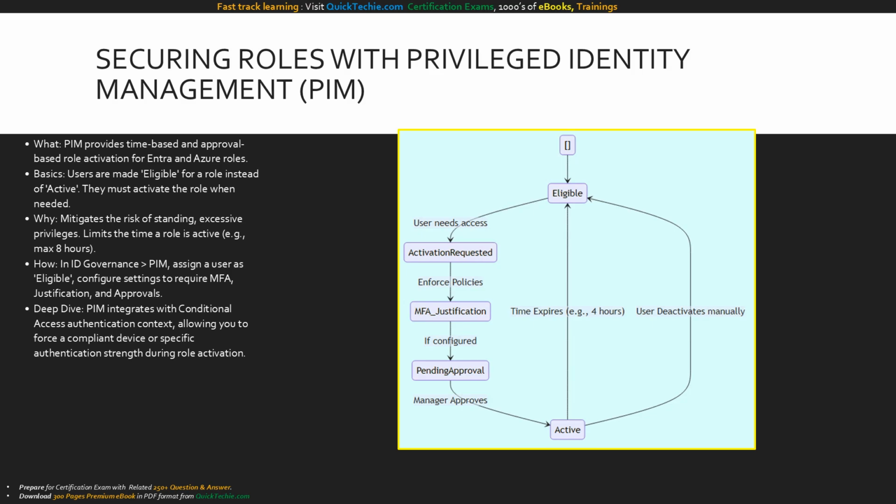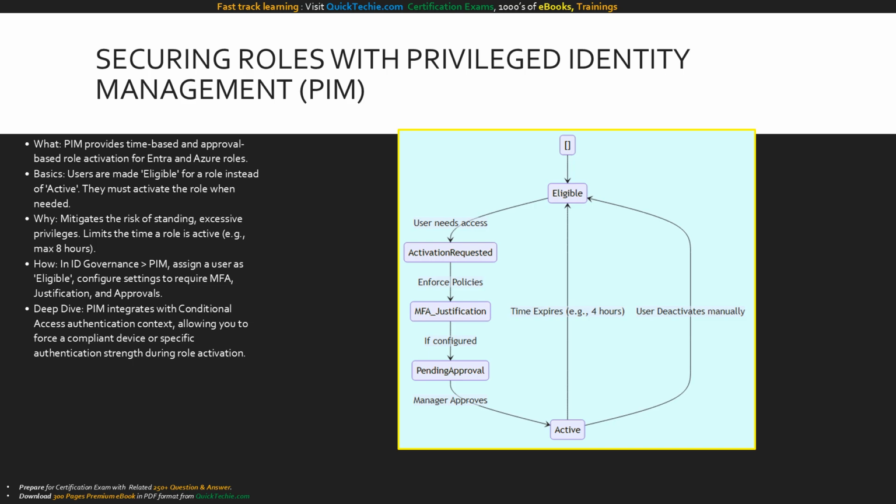Even with least privilege and group assignments, having standing administrative access, meaning the permissions are always active, is a massive risk. This is where Privileged Identity Management, or PIM, becomes your best friend. PIM shifts your model from persistent access to just-in-time access. Instead of making a user an active administrator, you make them eligible. When they need to perform a task, they must go into the portal and activate the role.